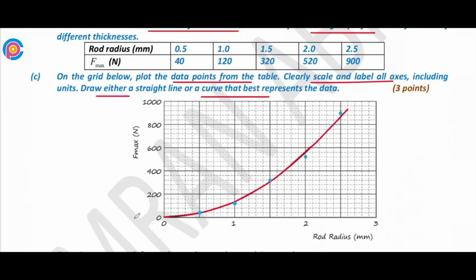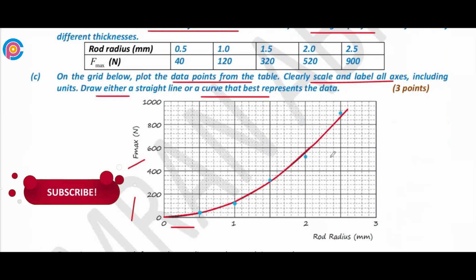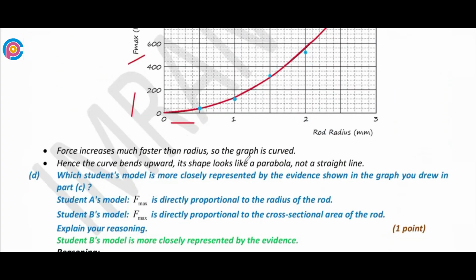One big scale is 200 for the force, and one big scale is 0.5 millimeter for the radius. I have plotted all the dots according to the table, and the curve is like that. The force increases much faster than the radius, so the graph is curved. Hence, the curve bends upward in a parabola-like shape, not a straight line.